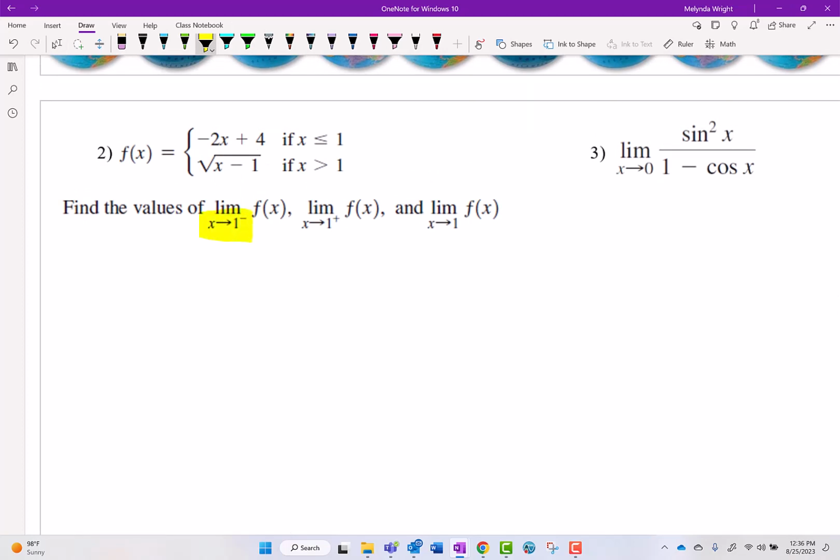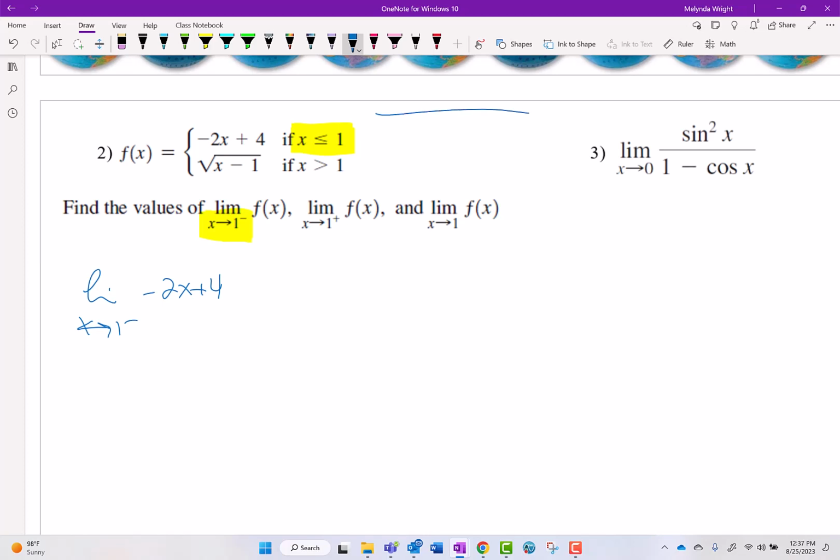As we look at this, we see that this first one, we're going to 1 from the left. And the left is where the numbers are small, right? We're coming from the left. So for that one, we need to use the first branch. The limit as x goes to 1 from the left, and we'd use the negative 2x plus 4. That's the piece we would use because that's the part that would come from the left side.